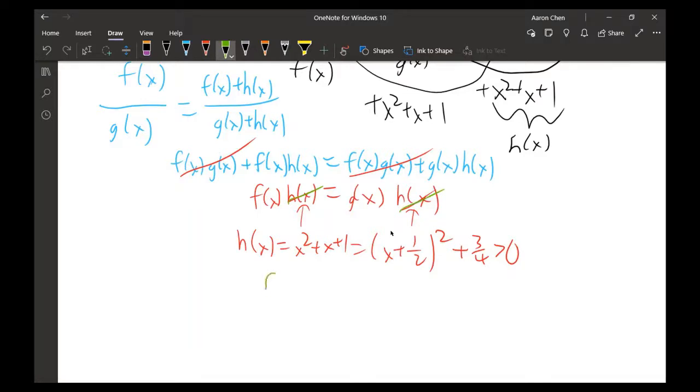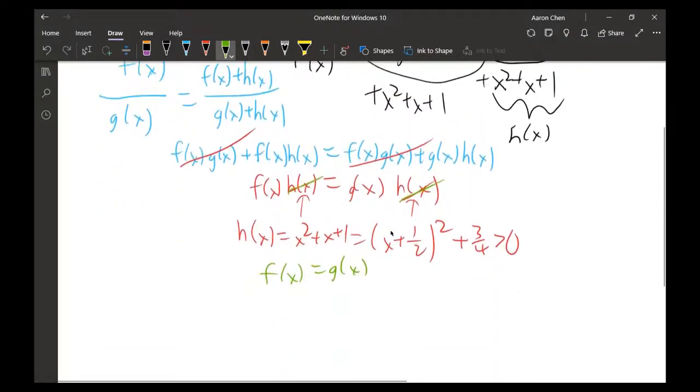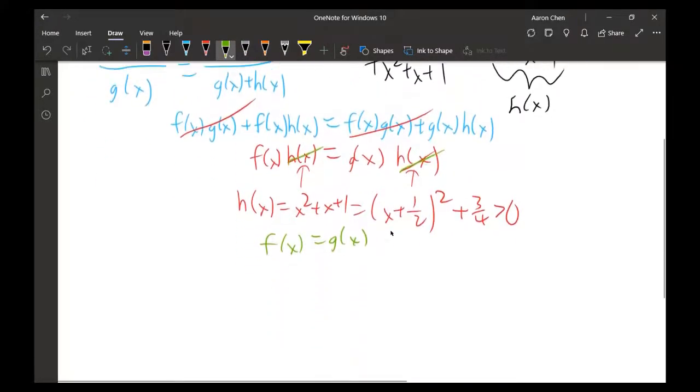What we're left with is f of x equals g of x, using these up here: 4x squared plus 15x plus 17 is equal to x squared plus 4x plus 12. We can move everything to one side to get that 3x squared plus 11x plus 5 is equal to 0.